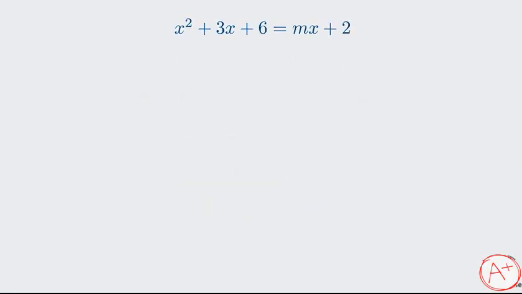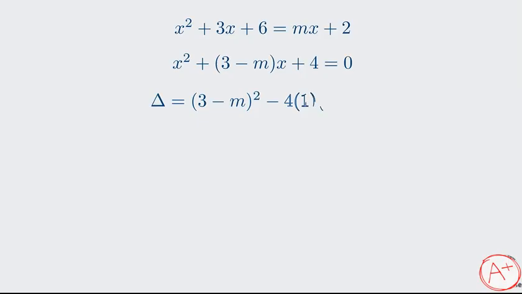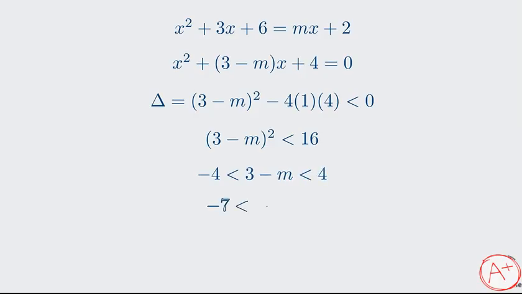Finally, the hard question. We equate the expressions and rearrange to x squared plus (3 minus m) x plus 4 equals 0. For no intersection, the discriminant delta must be less than 0. (3 minus m) squared minus 4 times 1 times 4 is less than 0. This simplifies to (3 minus m) squared is less than 16. This inequality means negative 4 is less than 3 minus m, which is less than 4. Subtracting 3, we get negative 7 is less than negative m, which is less than 1. Multiplying by negative 1 and reversing the inequalities, we find m is between negative 1 and 7.